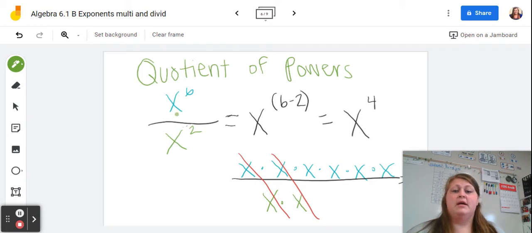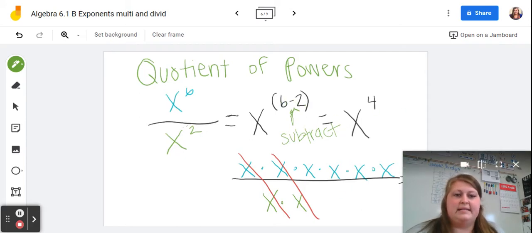Quotient of powers. So that tells me anytime I'm dividing exponents, I'm going to subtract. So when I was multiplying, I added, and when I'm dividing, I subtract. So x to the 6th divided by x to the 2 becomes x to the 6 minus 2, or x to the 4th. I can see that that works over here. If I have 6 x's on the top, 2 x's on the bottom, 2 of them will cancel out, and then I'm left with 4 x's, or x to the 4th.